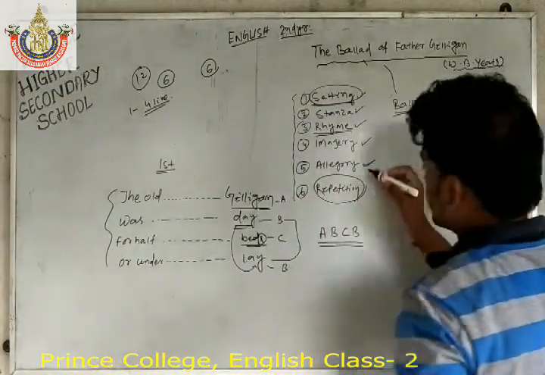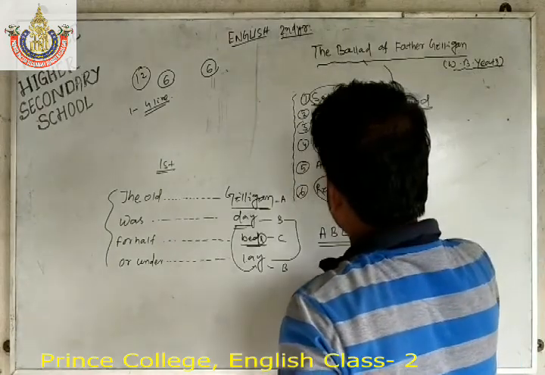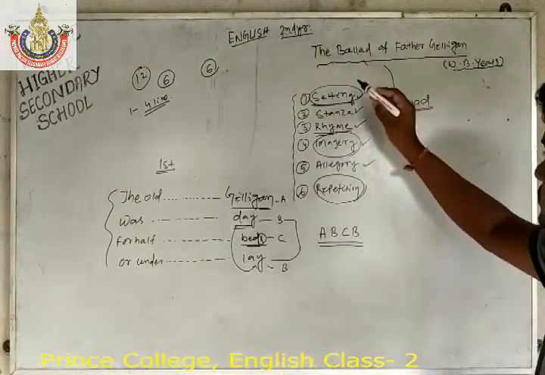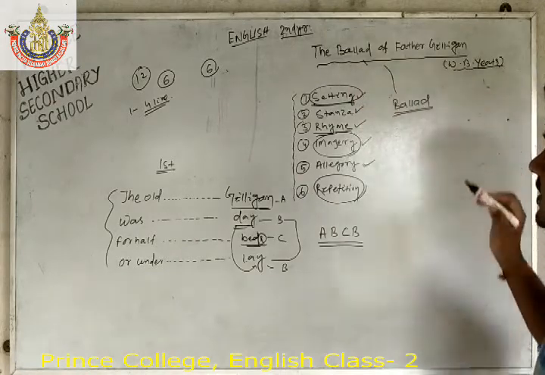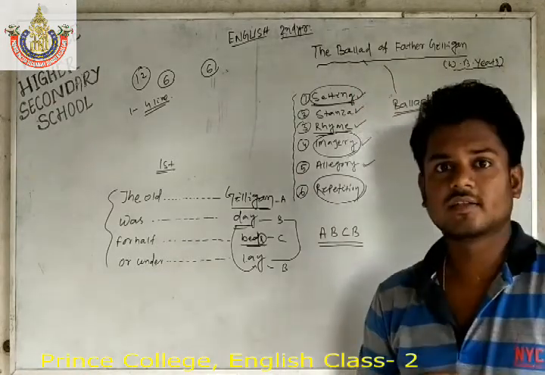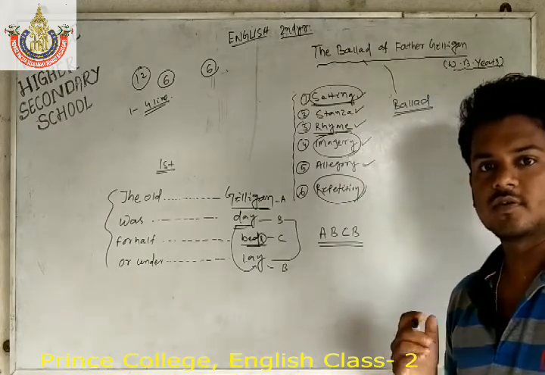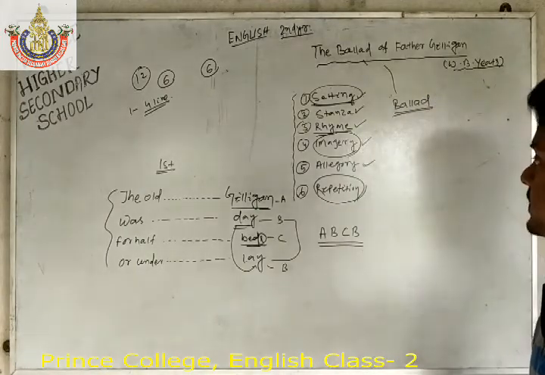And imagery, how the imagery is used in the poem The Ballad of Father Gilligan. Why is the imagery used? The imagery is used to enhance the beauty of the poem.